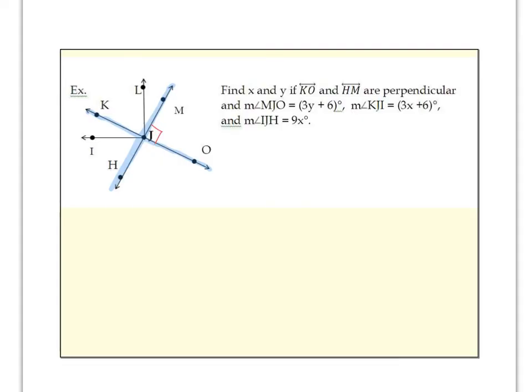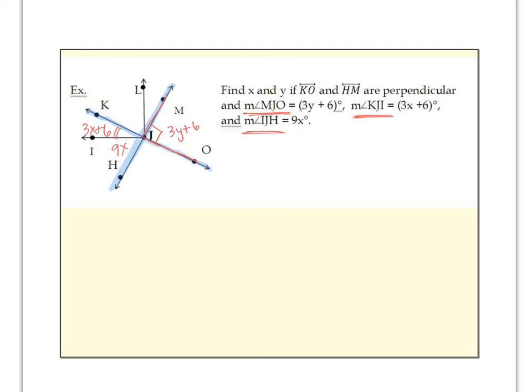Then it says the measure of angle MJO is 3y plus 6. That's right here, angle MJO, over there on the right. And the measure of angle KJI, so if I trace from K to J to I, that's like this little guy right here. That one is 3x plus 6. And finally, the measure of angle IJH is 9x. Now, if I trace from I to J to H, that's right in there, and that's 9x. And we're supposed to try to find x and y.